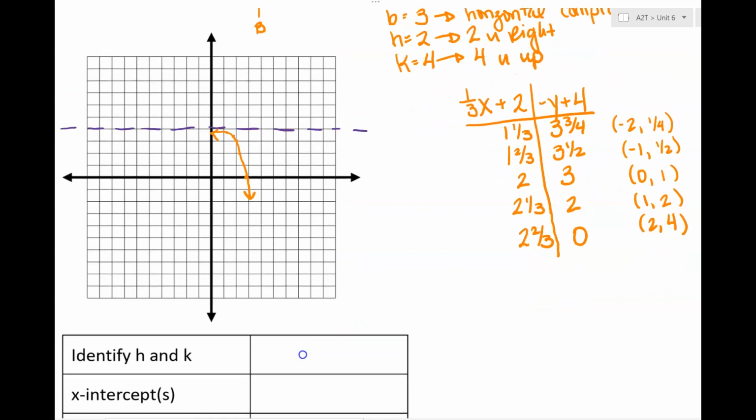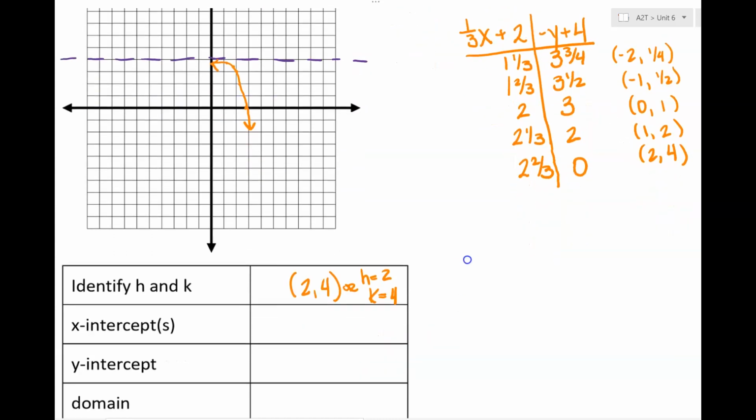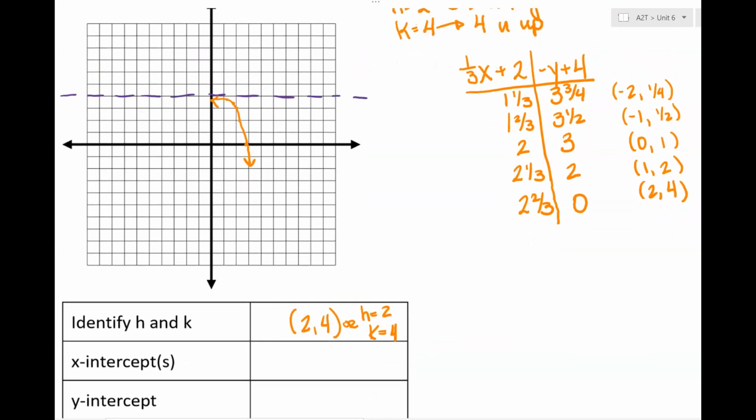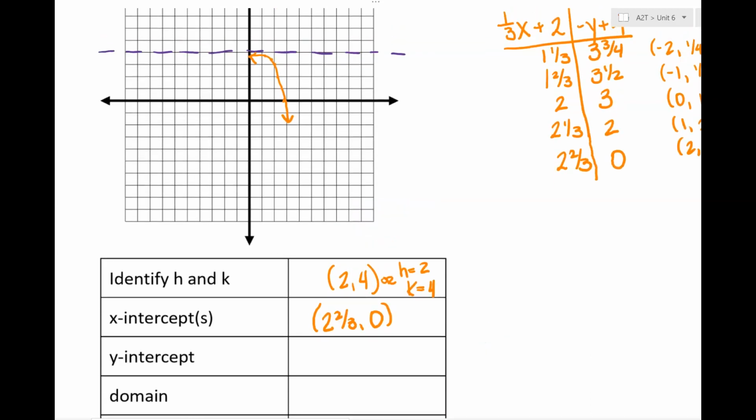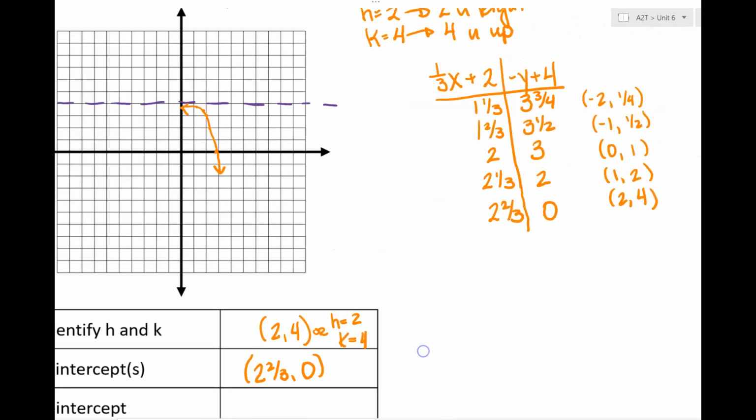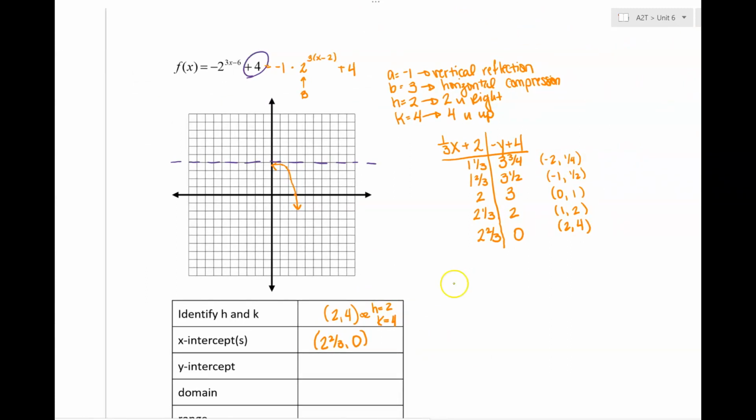And off we go. Okay, so identify HK. It doesn't mean that HK is on the graph. For us, we know that it's not. You can put it as a point, or you can just say H is 2, K is 4. It doesn't matter. Either one is fine by me. X-intercept, is there one? Yes, and it's in the chart. 2 2/3, comma 0. Is there a Y? There is, but this one is not in the chart.